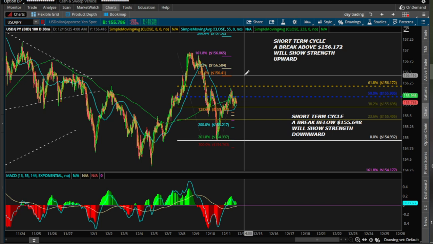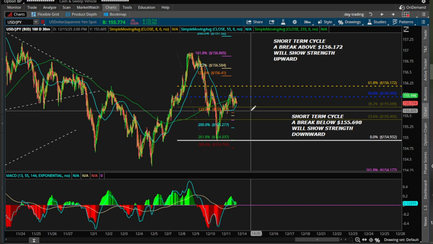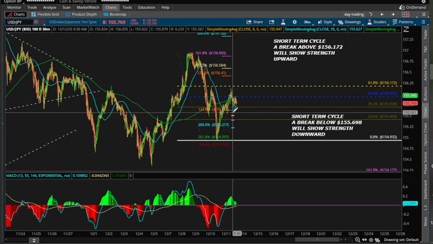And then if we break 155.69, then I have some targets down here to the downside, and I'll read the downside targets out because they're a little bit hard to read. So the first one would be 155.563 or 155.564.